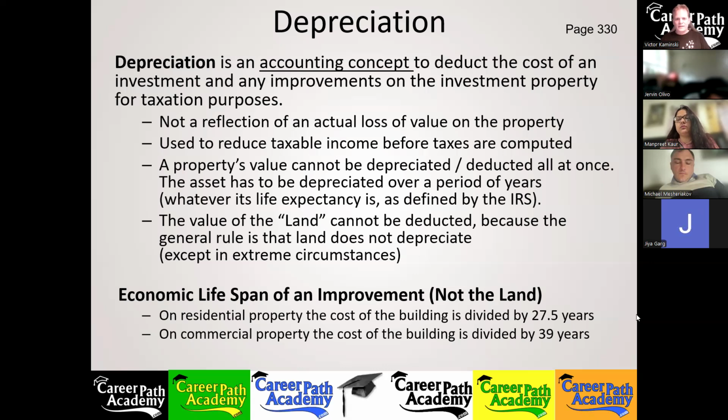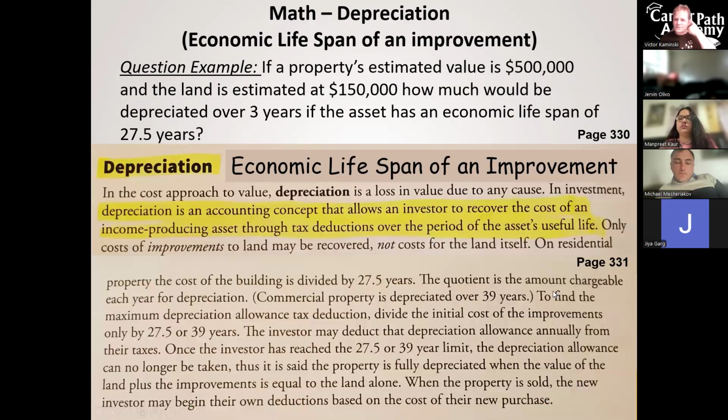Okay? Except in extreme circumstances like contamination, things of that nature. I'll give you some good examples. We'll do a math problem on this because you'll probably get one on the exam. So here's the math problem, what it says and what it's going to read like. But I want you guys to write this down here. Highlight this and write next to the title, economic lifespan of an improvement, because that's the wording that they're going to use on the exam. They're going to refer to it as the economic lifespan of an improvement.